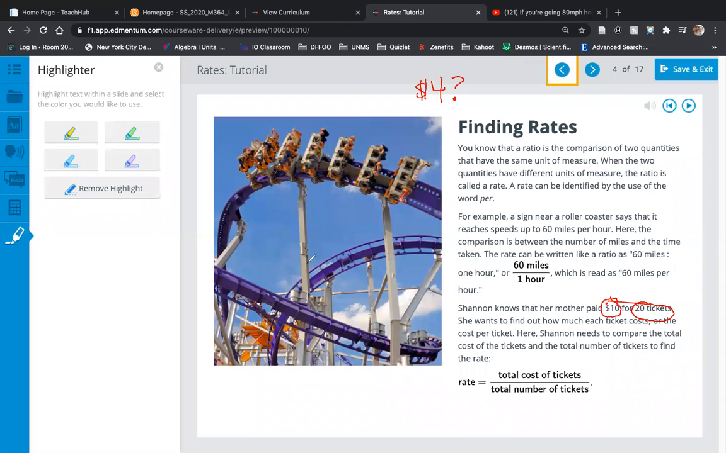Okay, I'm seeing Logan say no. Can I get somebody else to share what you think? Yes, no, what do we think? $4. Could these tickets possibly cost $4? Why or why not?